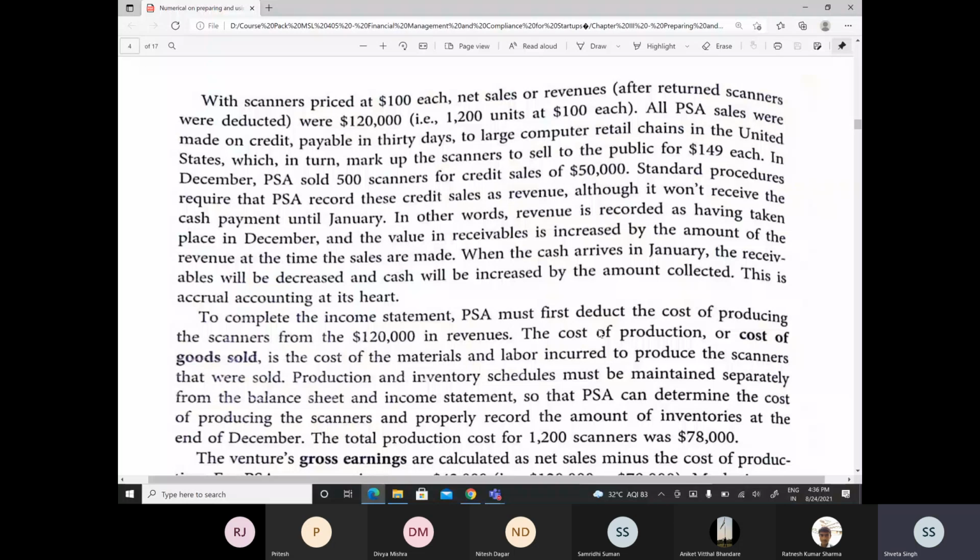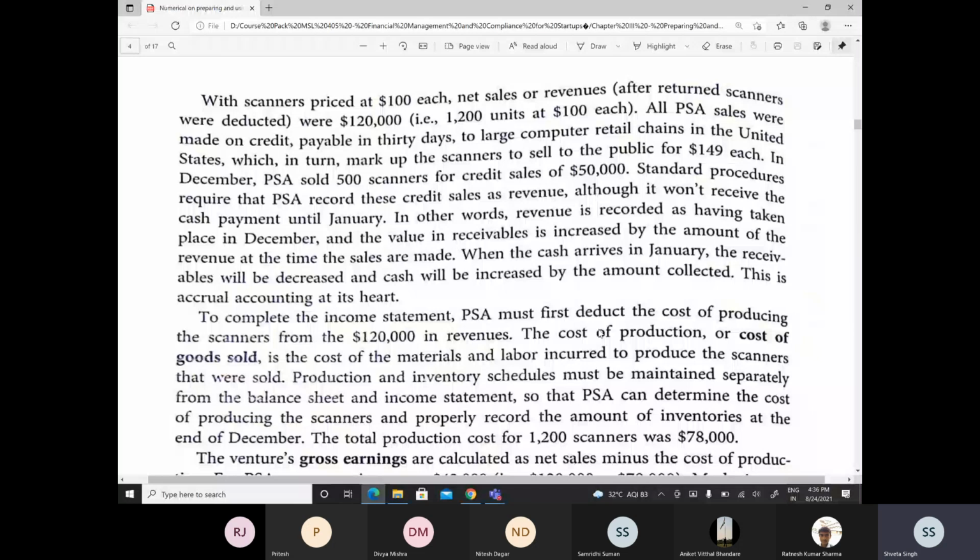In December, PSA sold 500 scanners for credit sales of $50,000. Standard procedures required that PSA record these credit sales as revenue, although it won't receive the cash payment until January. So you know that it is showing it as revenue, but then they have not got any cash. They are showing it as debtors. Basically, those customers to whom we have sold, we have sold, but they have not given us any money.